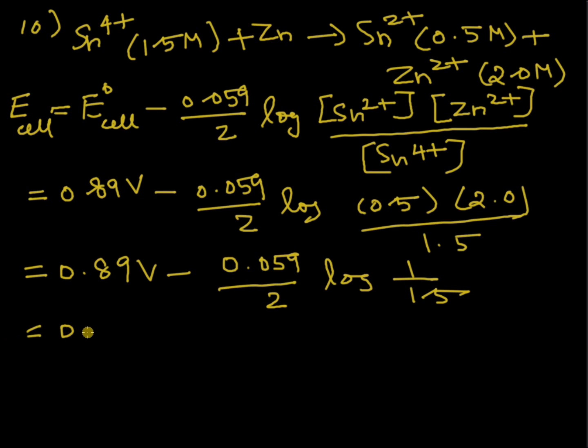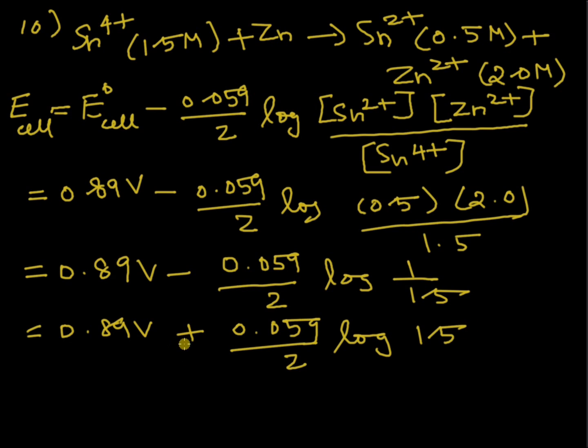So to make easy calculation, not by 9 by 2 log 1.5. I have changed the sign here, so I am writing it as log 1.5. So take the value of logarithm of 1.5 here and do the calculation. You will arrive at the final value of 0.8951 volt.